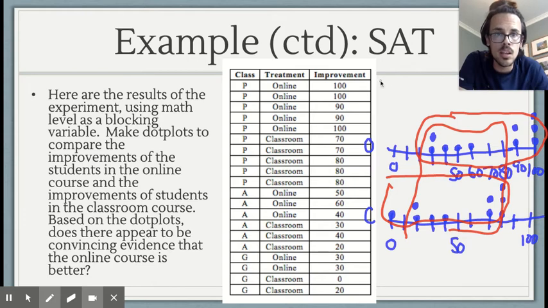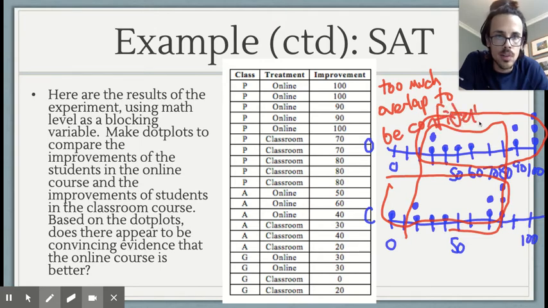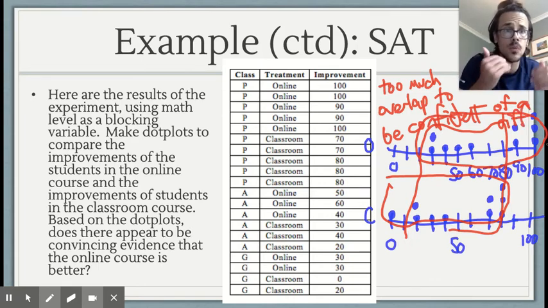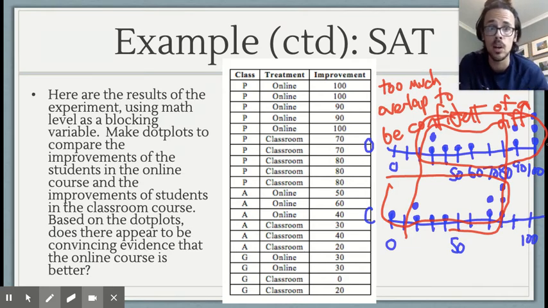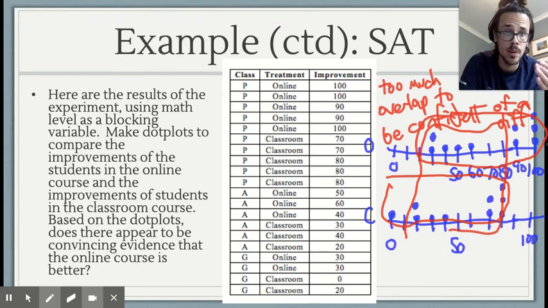So what I'm going to write here, just informally, is there's too much overlap to be confident of a difference. If I was writing this as a full free response question, I would say there's too much overlap between the scores. Context is really important. Too much overlap between the scores. We can't be confident that one class is necessarily better than the other, okay?